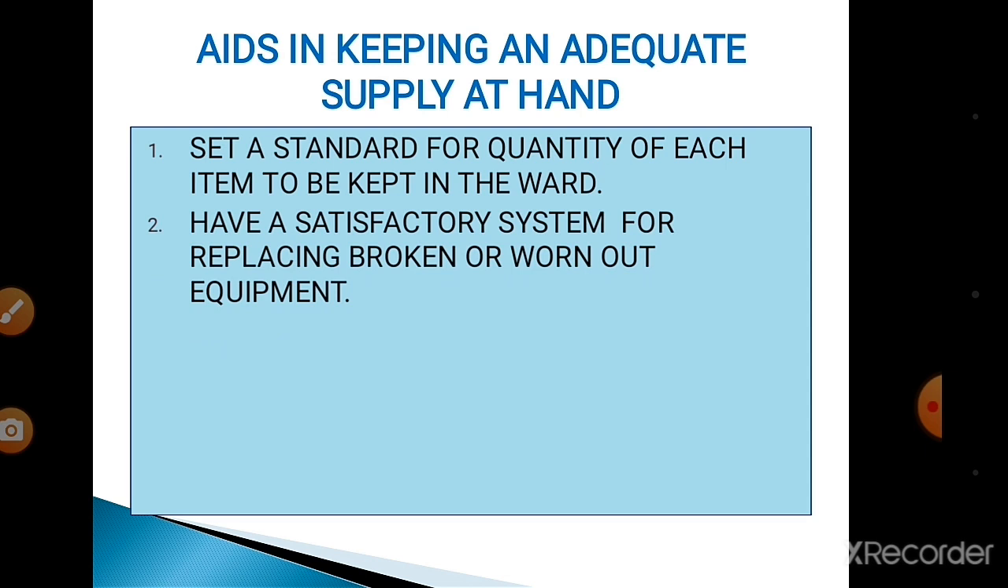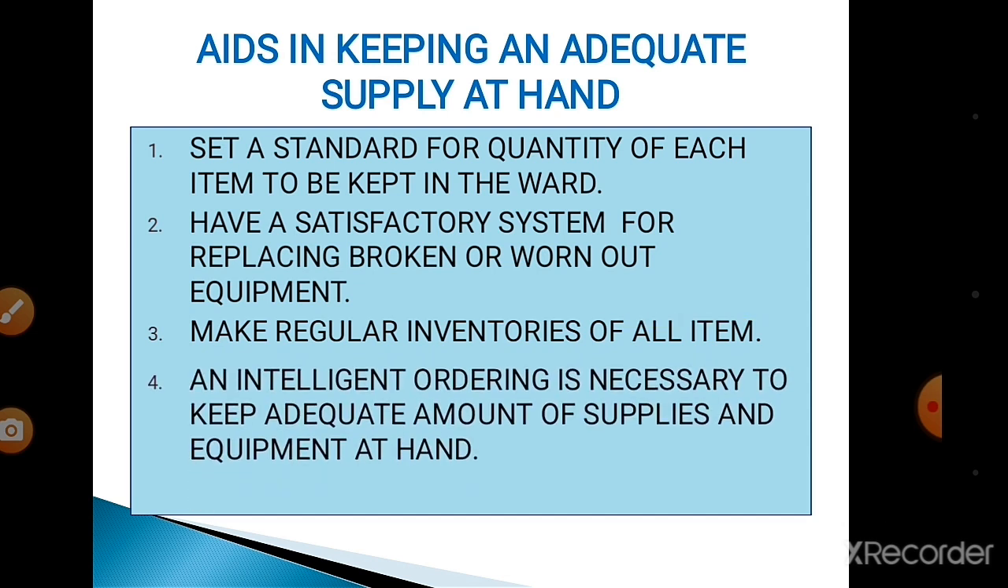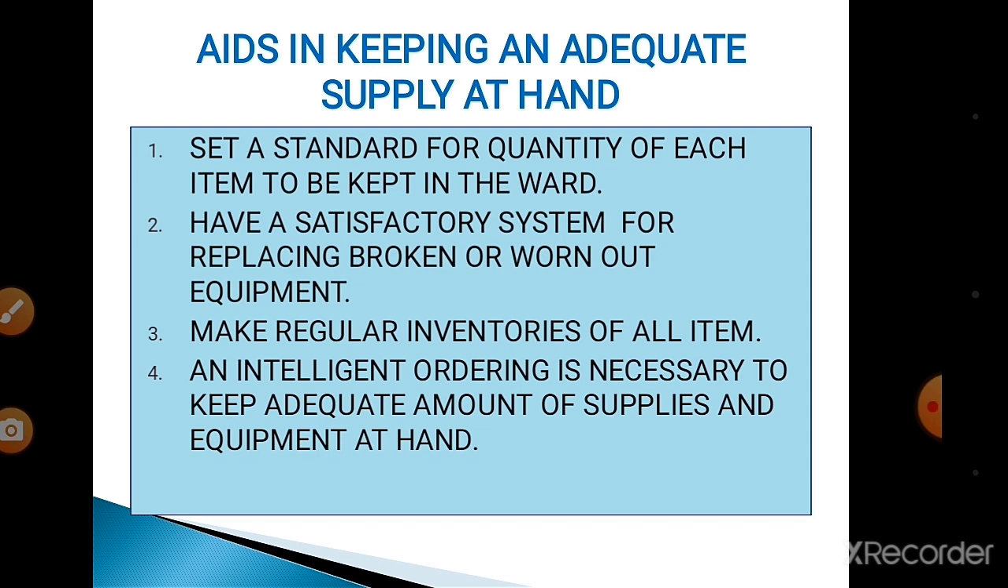Number 2, have a satisfactory system for replacing broken or worn out equipment. Number 3, make regular inventories of all items. Number 4, intelligent ordering is necessary to keep an adequate amount of supplies and equipment at hand.